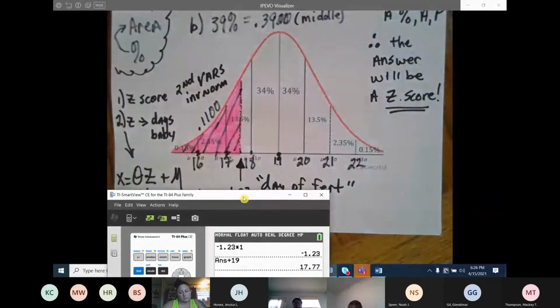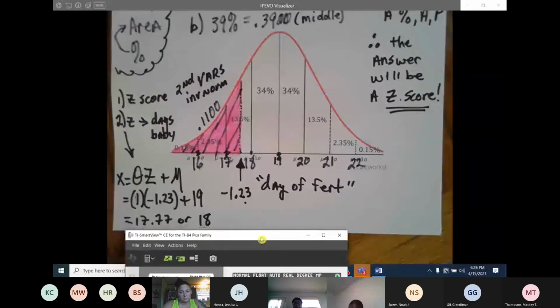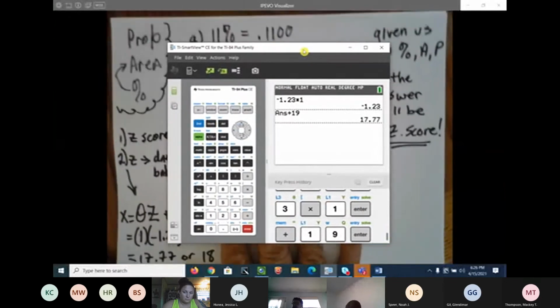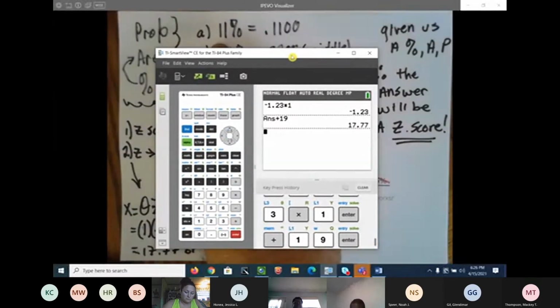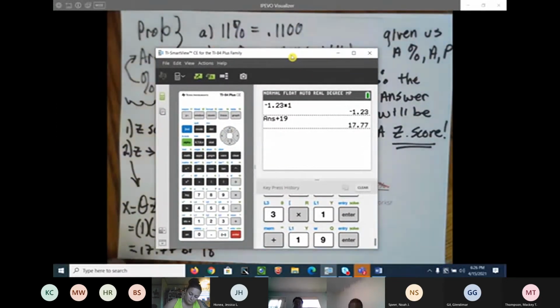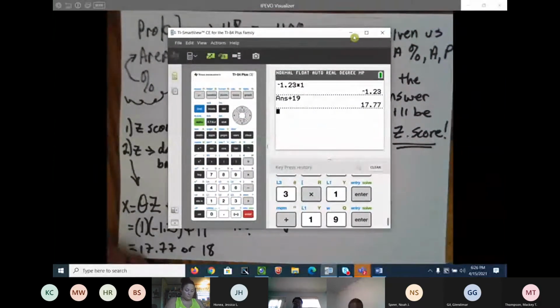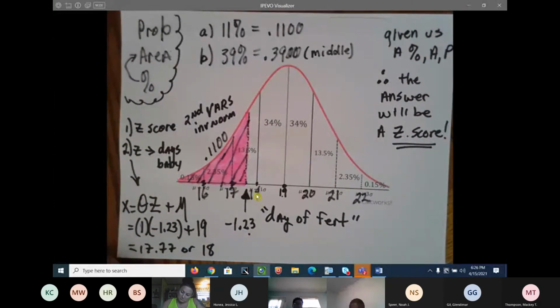All right, so that's A. A is 18. So the answer to this question right here, where does the 11th percentile fall? The 11th percentile falls at 18 days. Actually, it's 17.77 days, but you can't have a 0.77 of a day. So round up to 18.